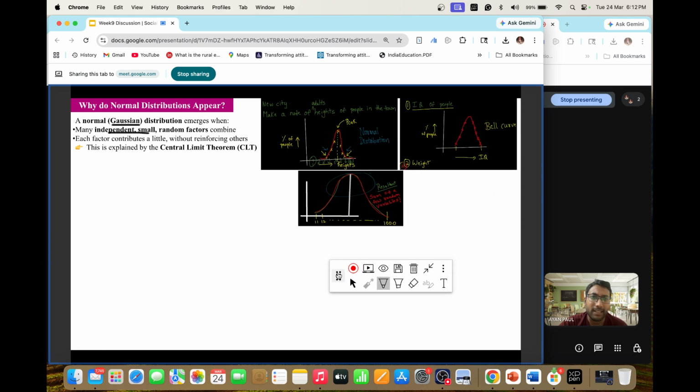You can see there are many examples of this Gaussian distribution. What kind of curve? We have a bell-shaped curve. For example, make a note of adult heights of people in a town. You can see that will follow a power law.